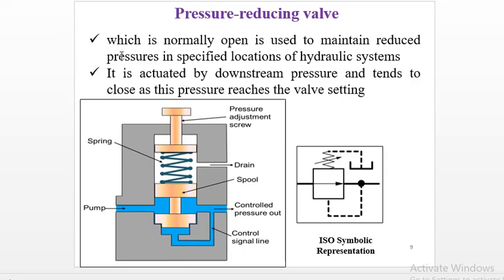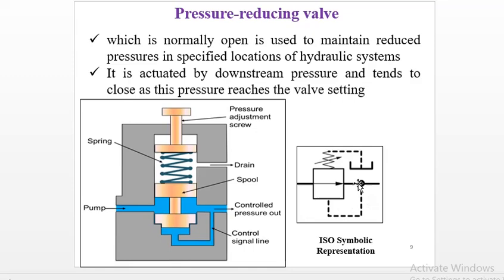So it is normally open, used for maintaining the reduced pressure in a specific location of the hydraulic system. It is actuated by the downstream pressure and tends to close as the pressure reaches the valve setting. Here the pilot pressure, in the previous case the pilot pressure was coming from the upstream side, but here the pilot pressure is coming from the downstream side. Means this is the downstream side, this is the upstream side.